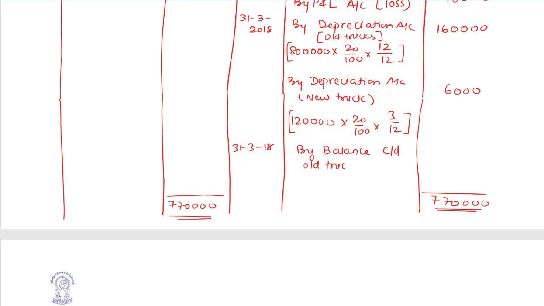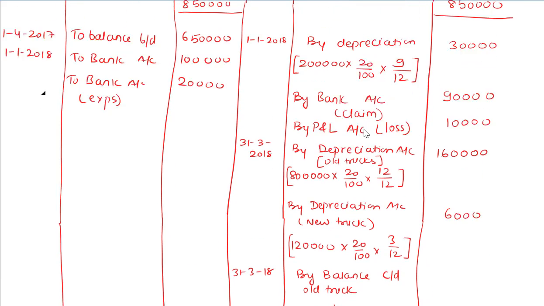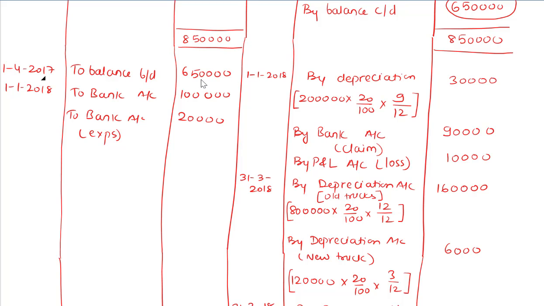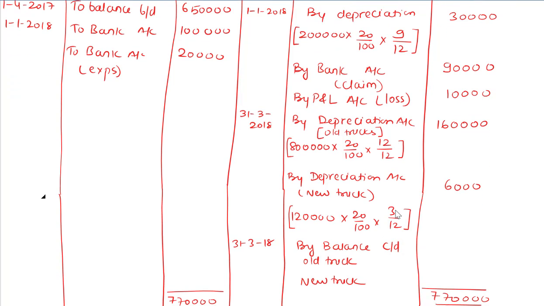Now, what we need to do is calculate the value for old truck, and calculate it for new truck separately. So for old truck, just try and understand, 6,50,000 was the value. What is the depreciation? 1,60,000. So 6,50,000 minus 1,60,000 is the depreciation.